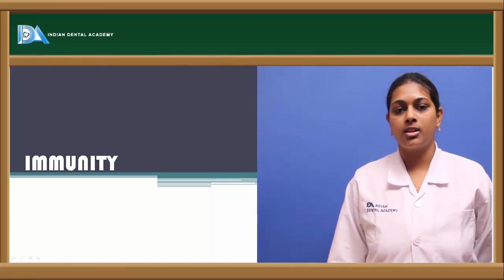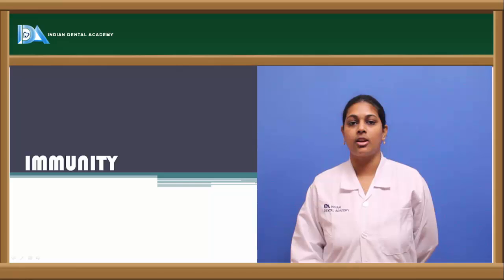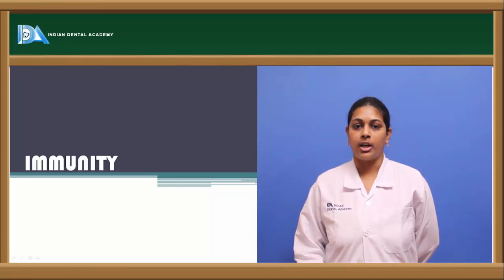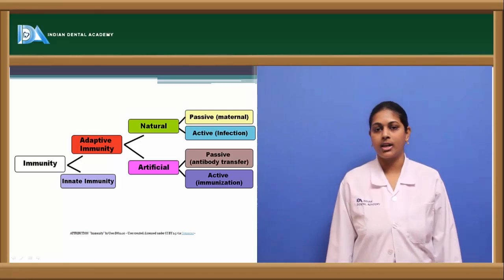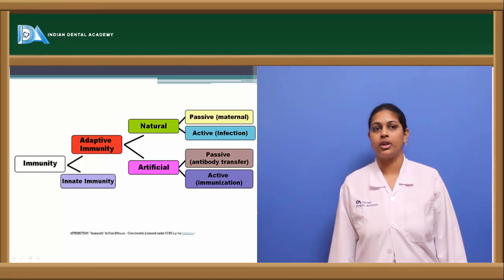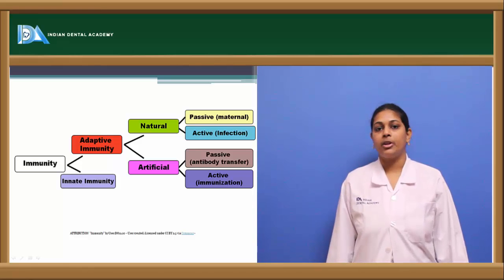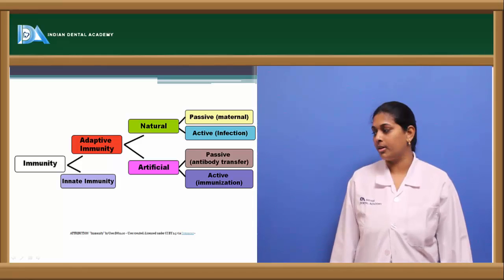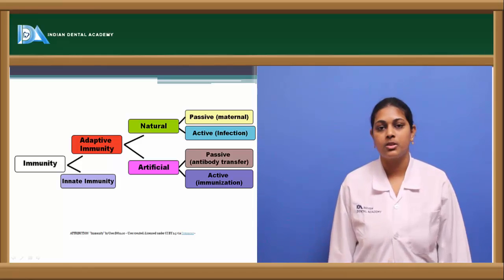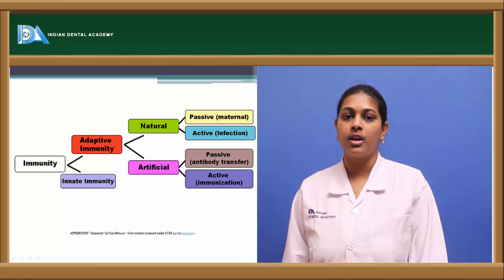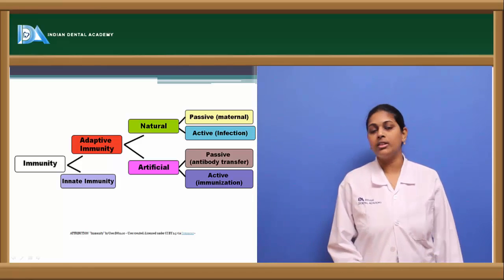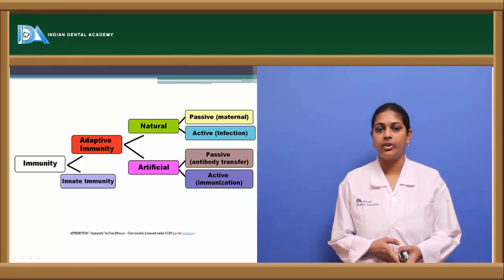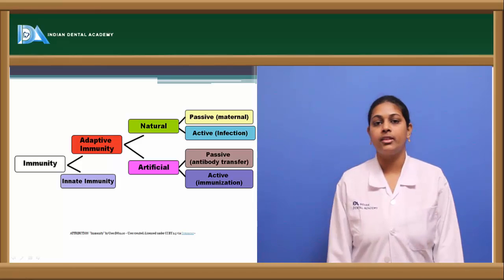So immunology is the study of the molecular as well as the cellular functions involved in the process of immunity. Immunity is broadly divided into two phases, that is, adaptive immunity and innate immunity. Innate immunity is also known as native immunity, present from childhood, that is, from birth. Whereas adaptive immunity is acquired immunity, which progresses as life goes on. Further, adaptive immunity is divided into natural immunity and artificial immunity.